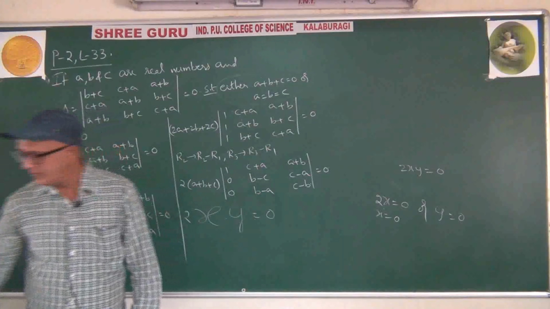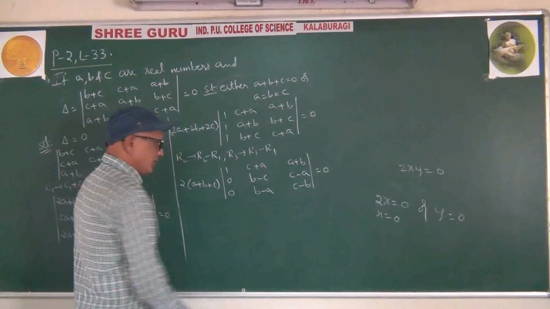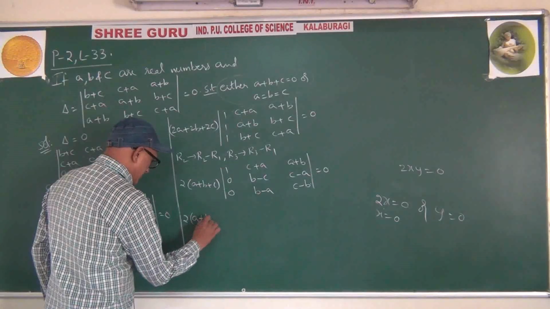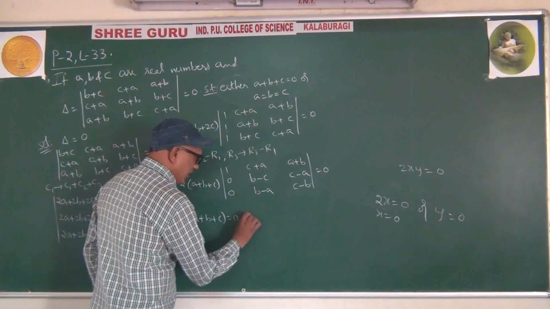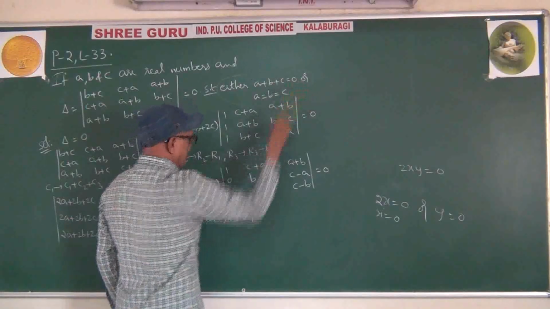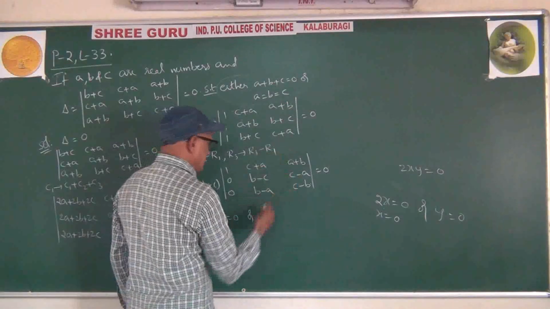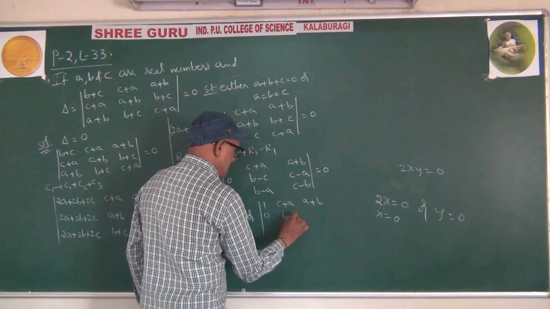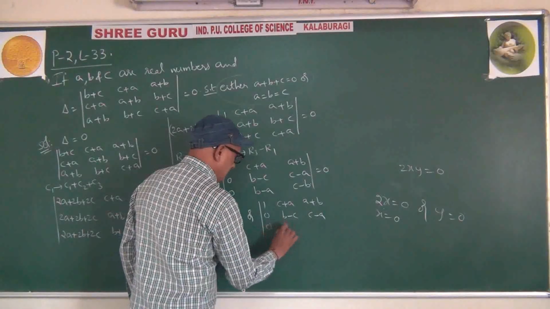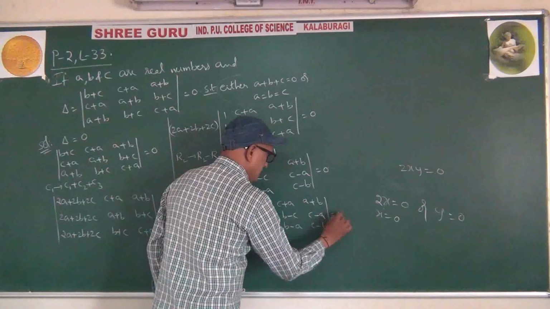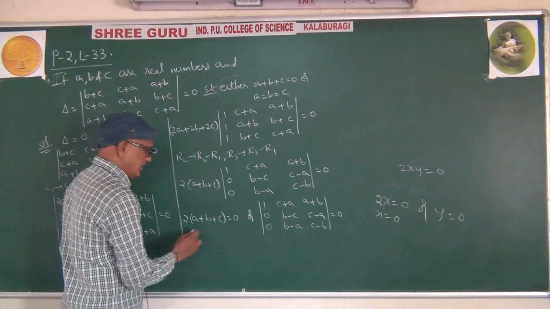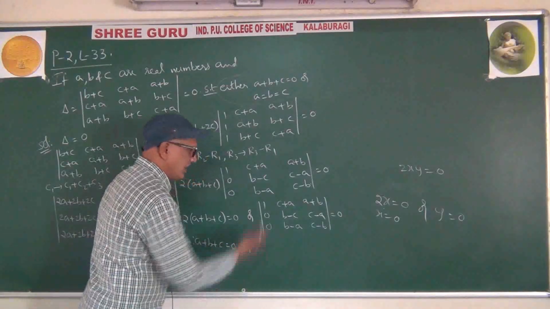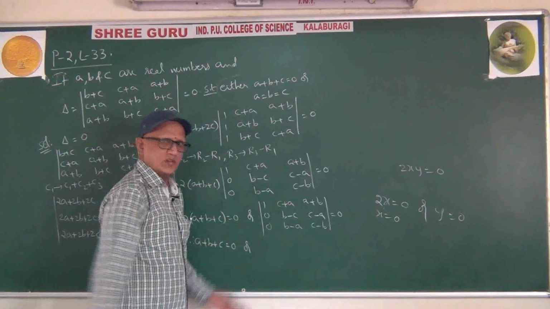Like here, what I am doing here, I am doing the same. 2 into a plus b plus c equal to 0, or this determinant: 1, c plus a, a plus b; 0, b minus c, c minus a; 0, b minus a, c minus b equal to 0. 2 will not be 0, so a plus b plus c equal to 0. Expand this by using the first column because 2 zeros are there.